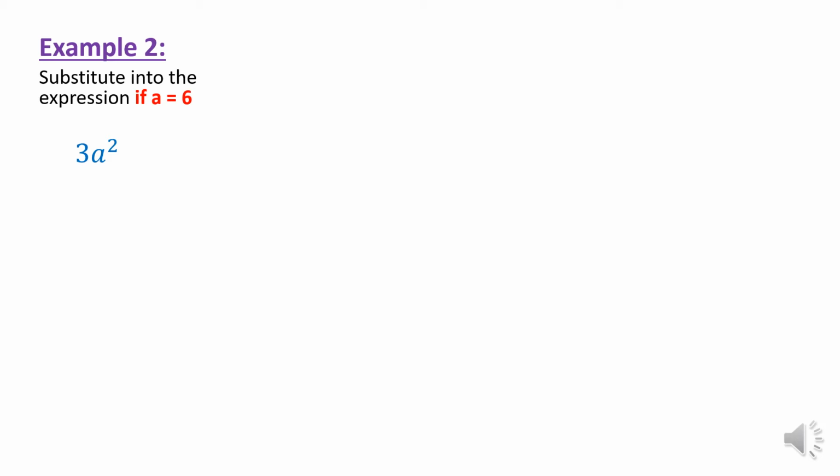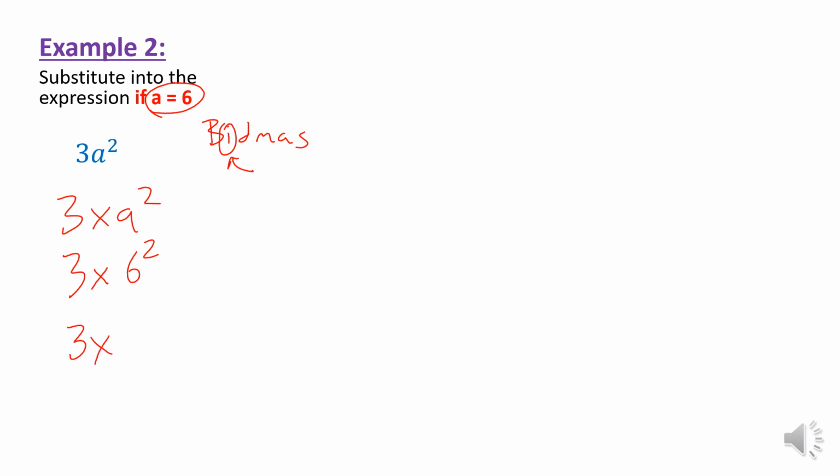you have to again use BIDMAS here. And I don't want you to mix up the squared with this 3 over here, because we're not squaring that 3. Anyway, this basically is then 3 times a squared, 3 lots of a squared. 3 lots of, if a is equal to 6, 6 squared. Now remember in BIDMAS, this is the indices part. Indices is basically powers, such as this to the power of 2 over here, squared, cubed, and so on. So we're going to focus on that first, even before the multiplication.